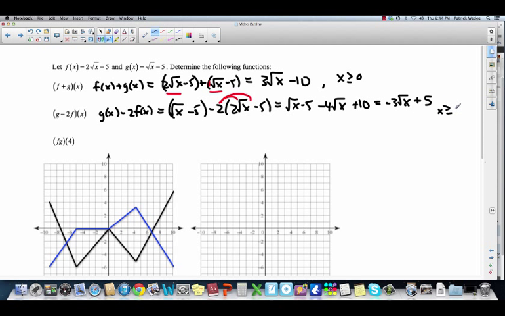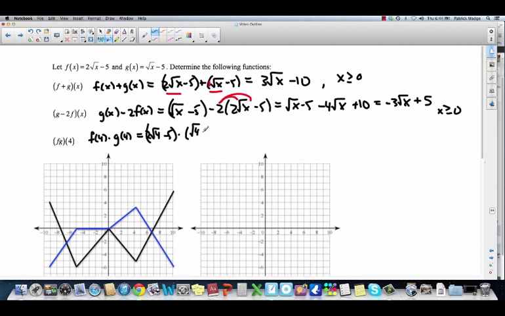X has to be greater than or equal to 0. Okay, fg of 4. So again, there's 2 ways you can do this. The faster way, I think, would be to figure out what f of 4 is, and then multiply it by g of 4. So f of 4 means plug 4 into the f function. So you'd have 2 root 4 minus 5. And then we're going to multiply that by g of 4. Plug 4 into the g function.